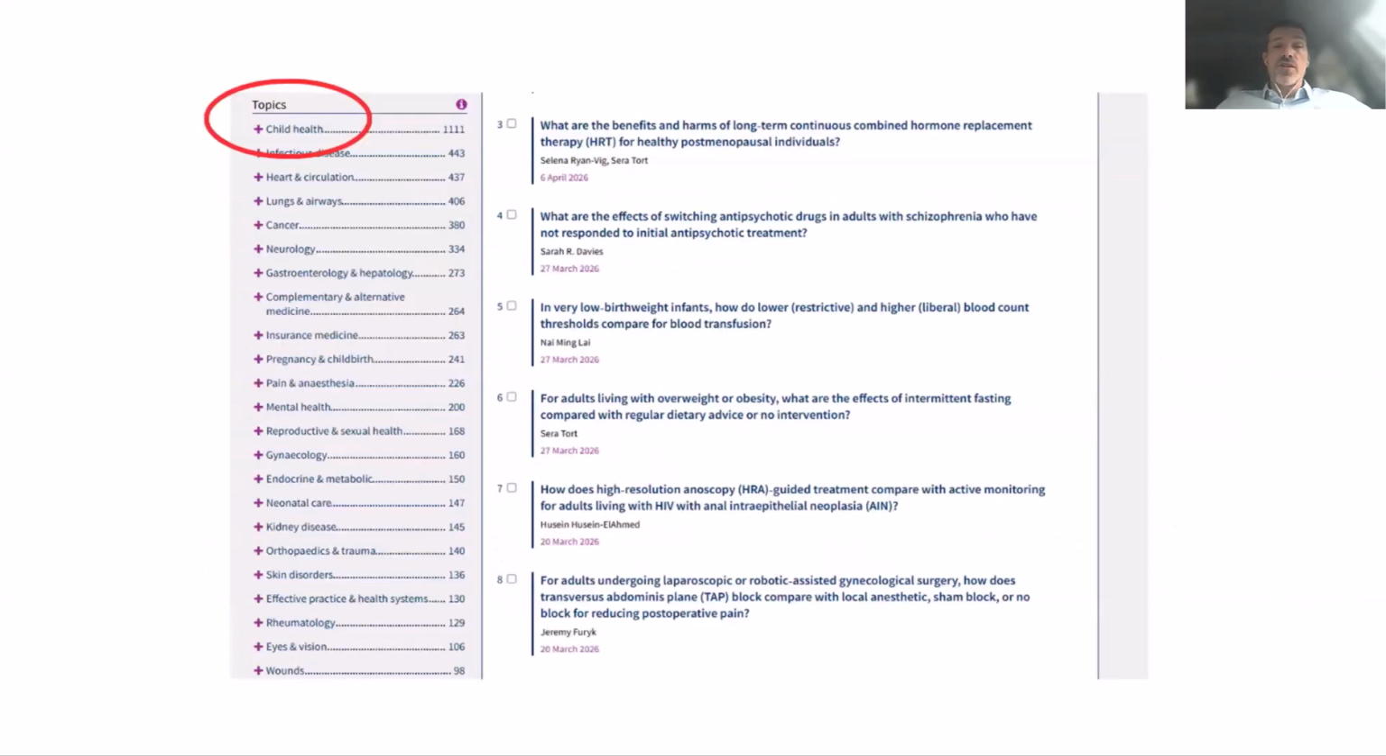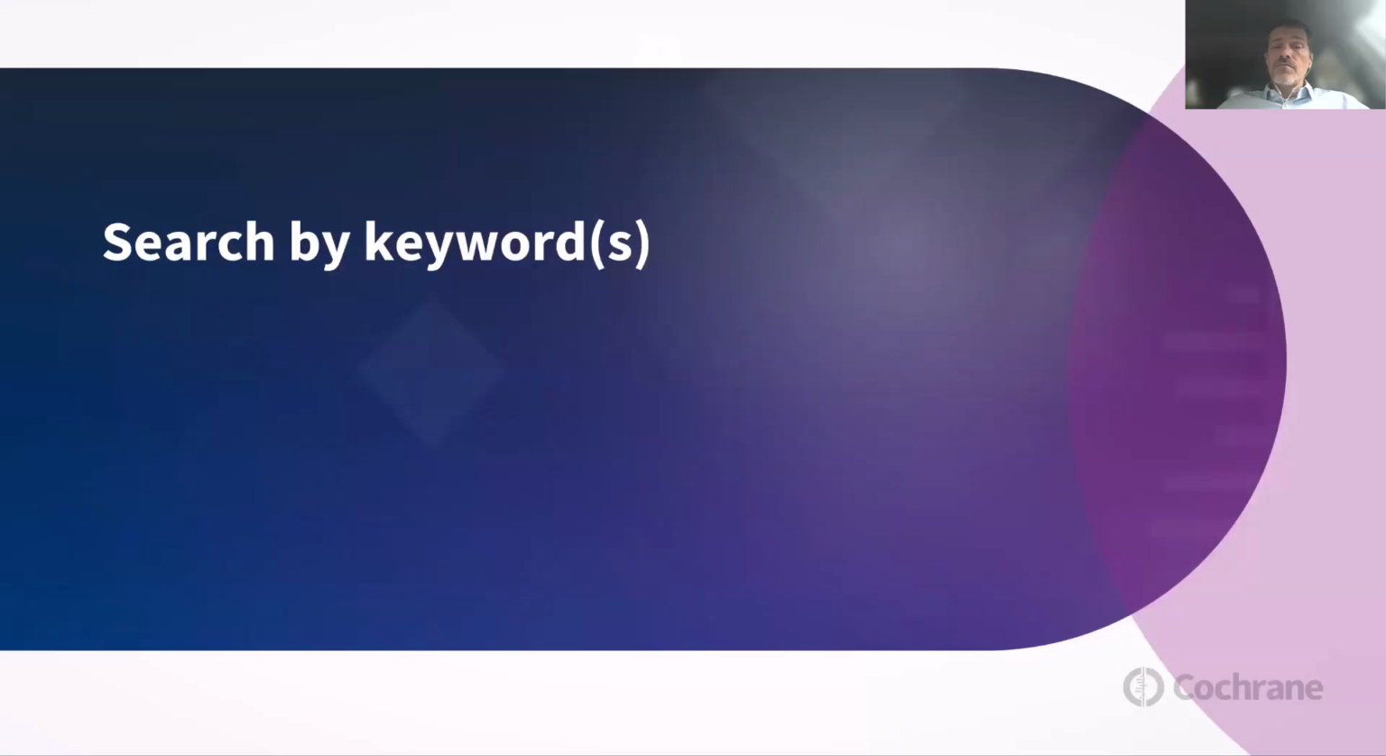Some of the filtering you can do, one of the examples is by topic. I believe we have 37 different topics that you can select from. This allows you, if you're interested in reading a little bit more about complementary alternative medicine, and you want to see what CCAs have been done on that, I could select that. You can see that there are 264 CCAs that have been completed for CAM, and you'd be able to read through those and look at those.